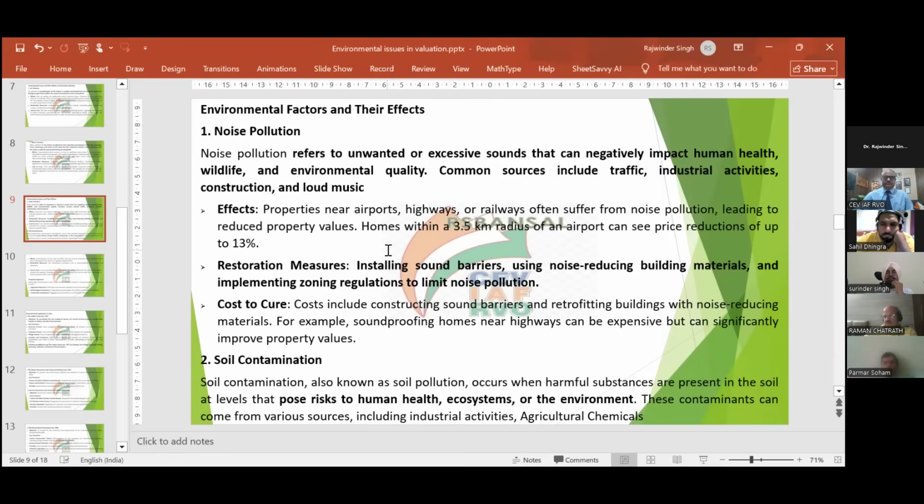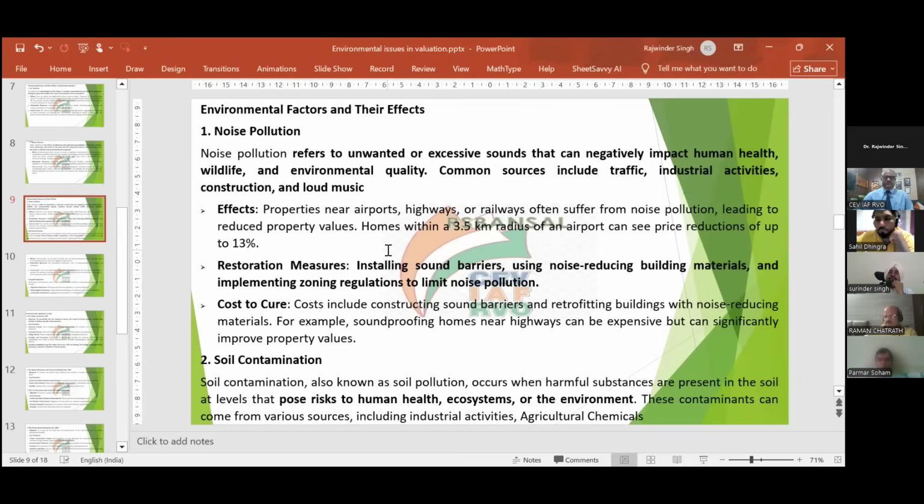But it has both factors, because near this 3.5 kilometer radius, you may need a number of hotel industry there. But as far as properties are concerned, property values are bound to reduce in this particular way.